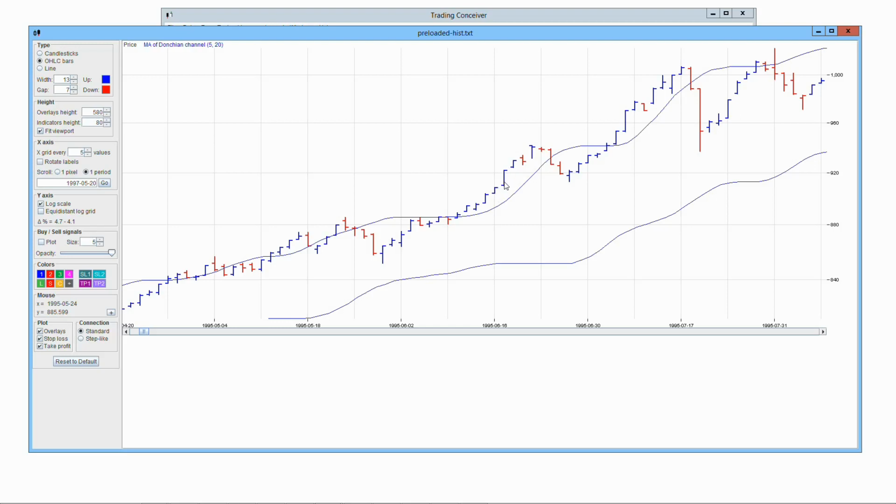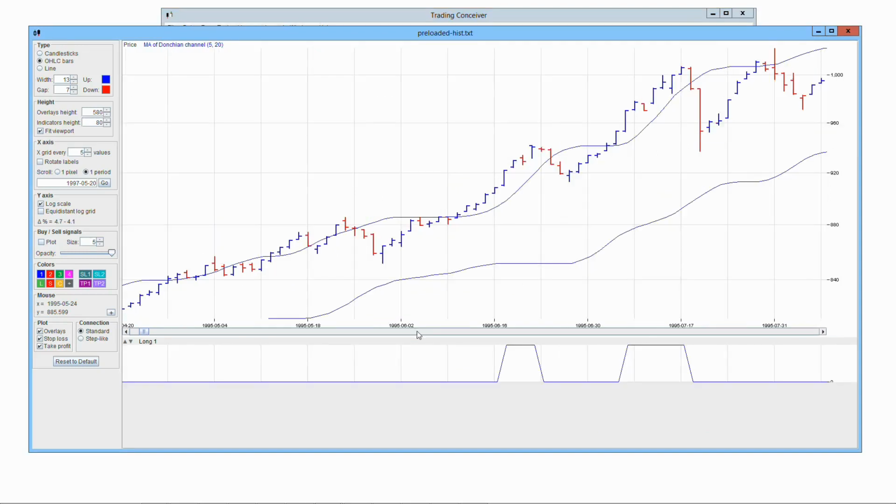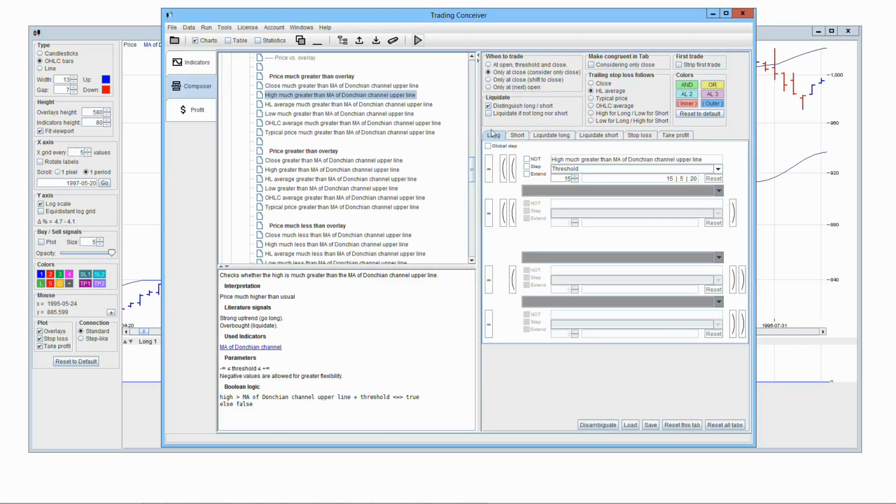In order to avoid whipsaws, you also may want to have a bit of margin before triggering the signal. So select the high much greater than MA of Duncan channel upper line and trim the threshold input parameter with a positive value appropriately, as this is your margin for whipsaws. When the algorithm is true, the high is a little bit above the upper line and you can go long. Here you can see we avoided a false signal causing a whipsaw just before the actual signal. Put this algorithm in the long tab.